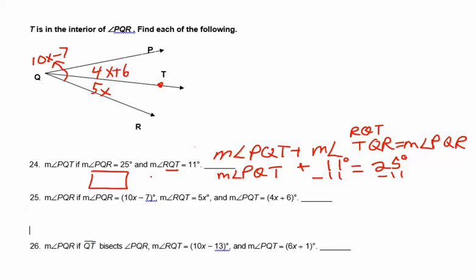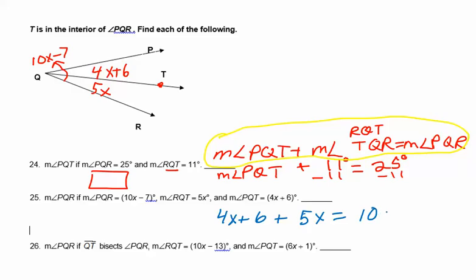Well, this, let me use a different color here. This is still true, that the measure of the whole angle is equal to the sum of its two parts. To solve this, I'm going to replace each part with the expression that I've been given. All right, the measure of angle PQT is 4x plus 6, so 4x plus 6, plus the measure of angle TQR or RQT is equal to 5x. The whole angle PQR is given to us as the expression 10x minus 7.